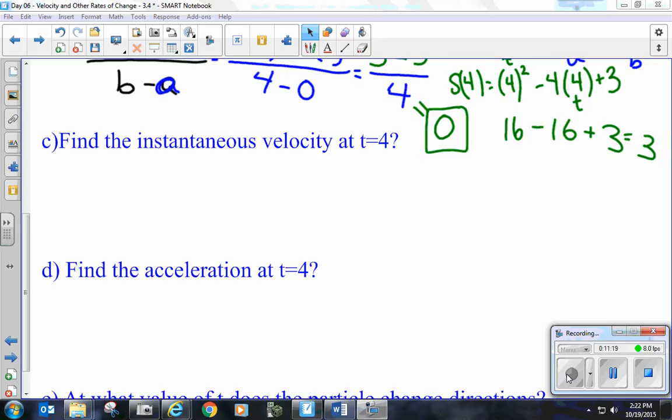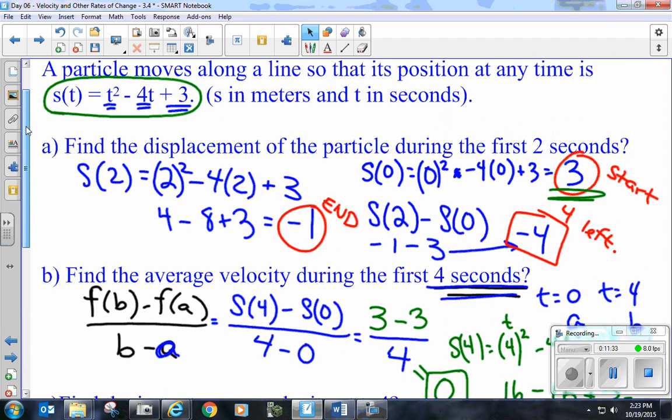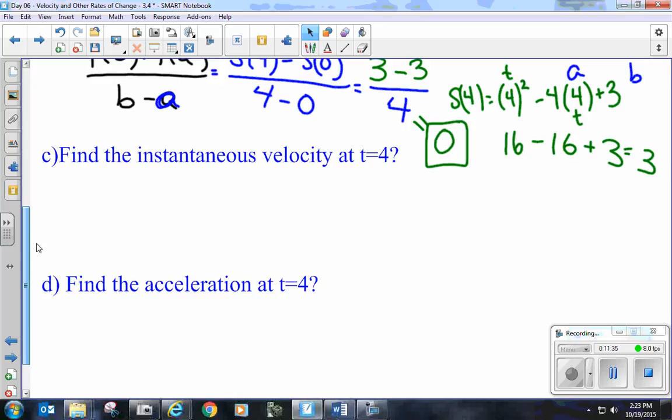Instantaneous velocity, what do we use? Which is? We're on this equation right here, not the previous problem. What does that represent? Why don't we have to use the limit definition anymore? It's a derivative. So all I have to do is take the derivative and put in a 4, instead of using f of x plus h.